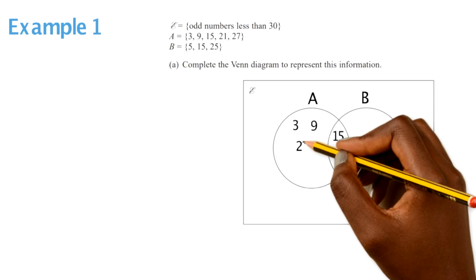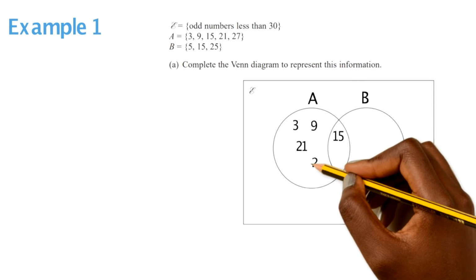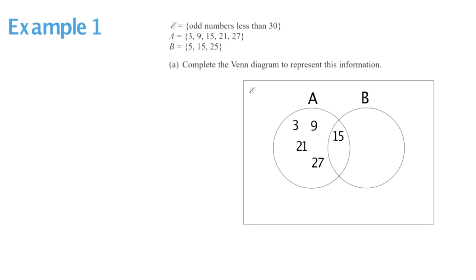But notice how I've put the 15 in the overlapping bit. And the reason why I've done that is because 15 is also coming up in the group of numbers that are part of B. So it's representing that. Then the rest of the B numbers is the 5 and 25.